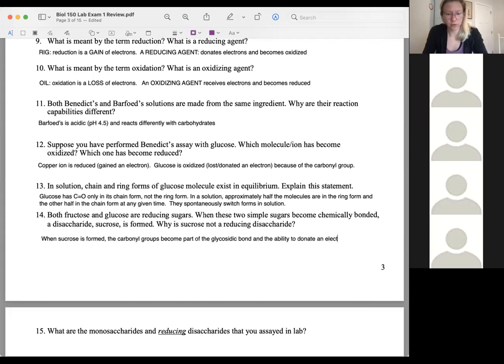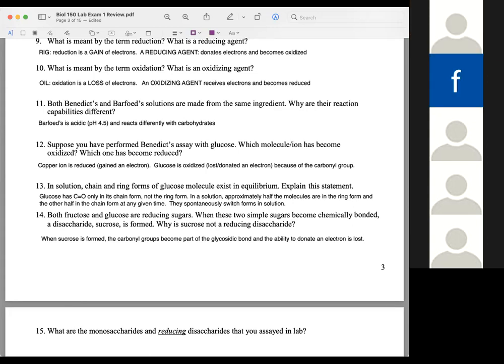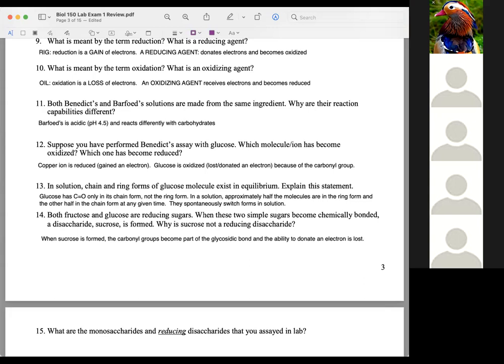The ability to donate an electron is lost. So the electron is no longer available because what used to be that free carbonyl group on the end is now bonded, making this covalent bond with the other monosaccharide, and so it's just not available anymore.